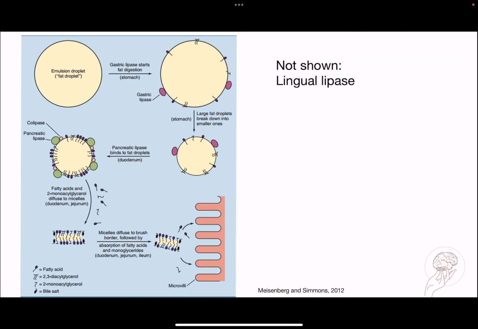So not shown is lingual lipase. This is in the mouth. And recall that if it is a lipase, it's breaking down fats. Lipases specifically are breaking down fats into triglycerides usually. Triglycerides, some free fatty acids.